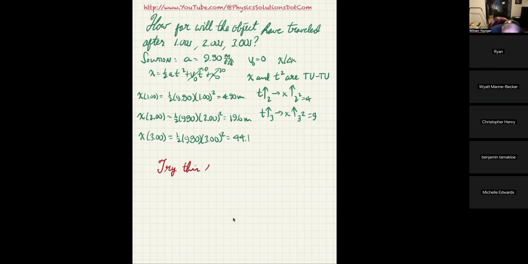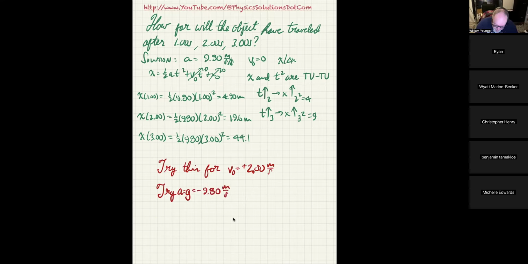So try this for V0 equals positive 2.00 meters per second. And then you could also try G, or A, equals negative 9.80. So now we're going to consider making down the negative direction and up the positive direction. And we could then take the velocity initially to be positive 3.00 meters per second. If you did that, what you'd see is it's trying to go up. So it would go up as if no acceleration would occur.